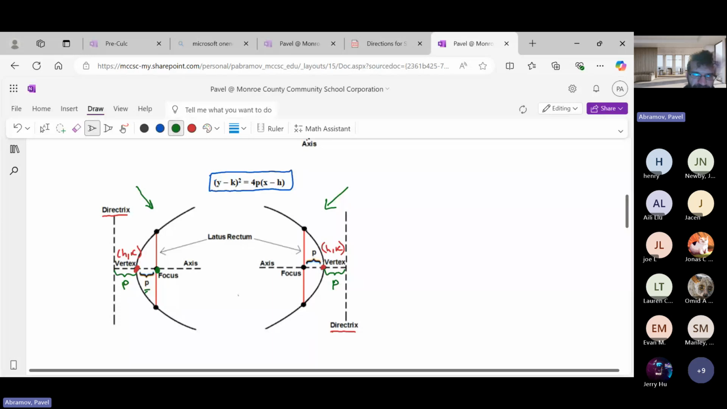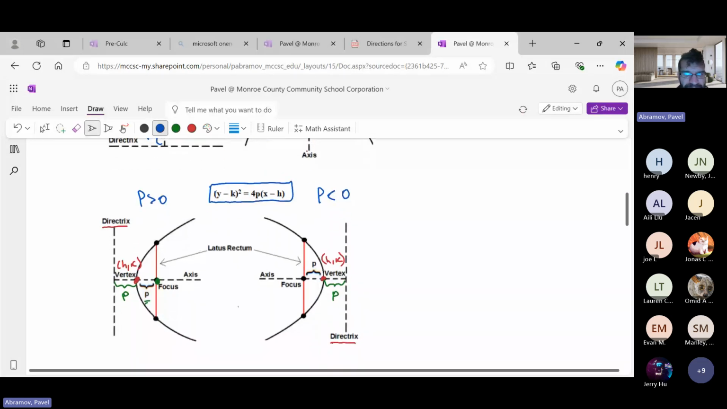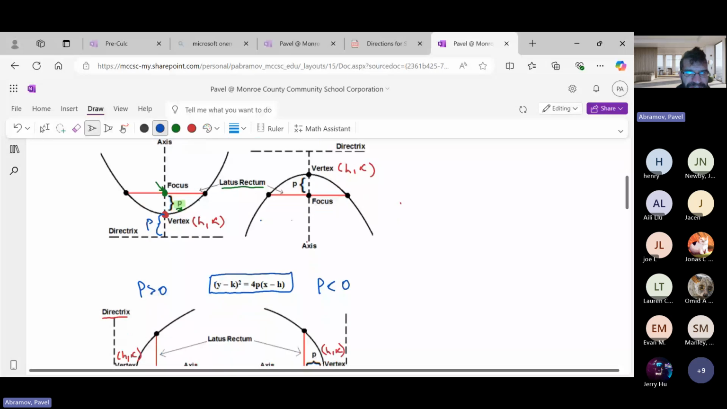Now, just like with the vertical parabolas, the sign of p, whether it's positive or negative, will determine whether the parabola opens to the left or to the right. So if our p is a positive value, then the parabola opens to the right. And if p is a negative value, then the parabola opens to the left. So we have these types of parabolas.